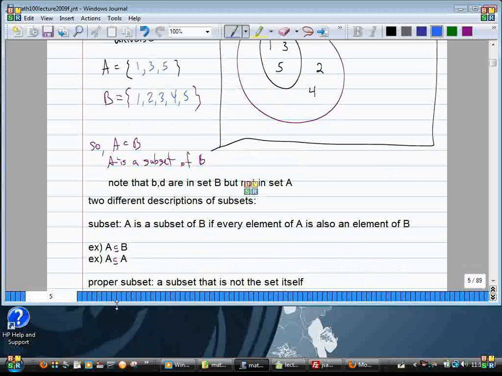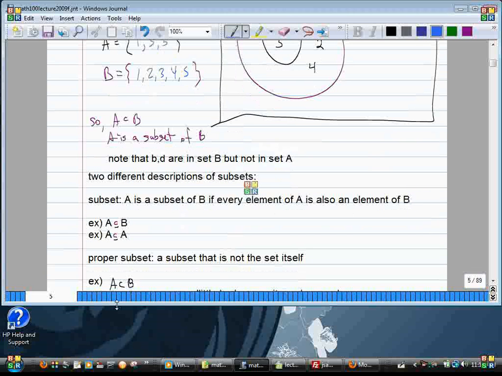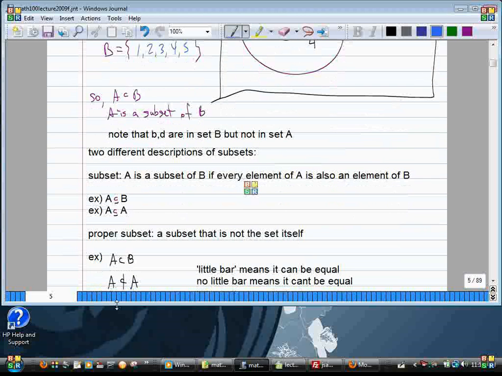Proper subset. A proper subset is a set that is a subset, but it's not the set itself. So for example, is A a proper subset of B? Is A a subset of B, but it's not the same thing? Yes. Now, is A a proper subset of A? No, because it's a subset, but it's the same thing, so it's not a proper subset. So how do we write that down? Put a slash through it.